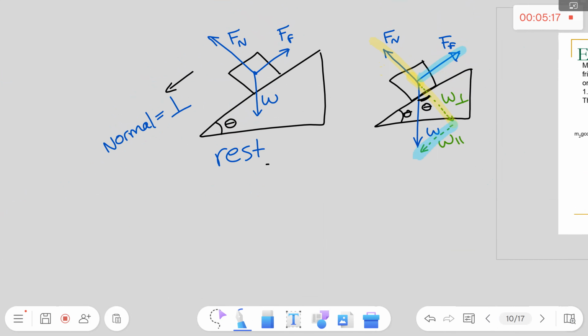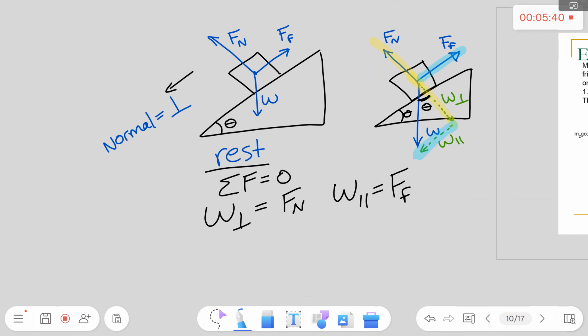So since the object's at rest, what I could say is, well, the summation of my forces equals 0 for all directions. And from there we can say weight perpendicular equals force normal. And we can say weight parallel equals force due to friction.